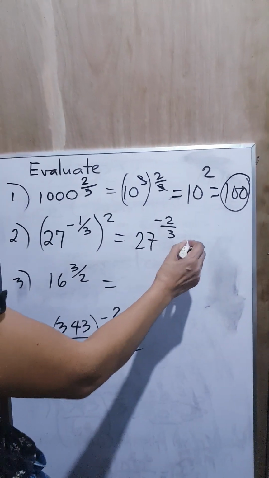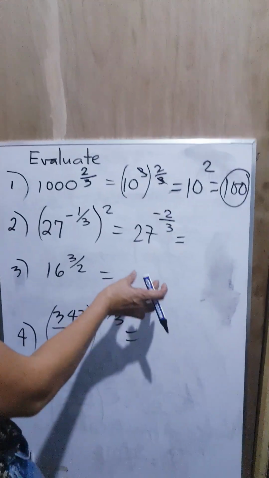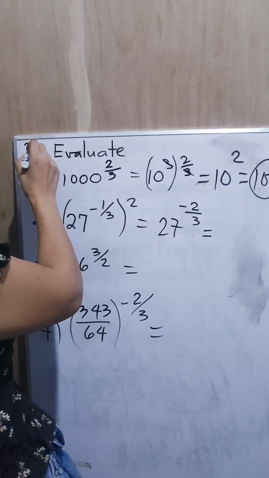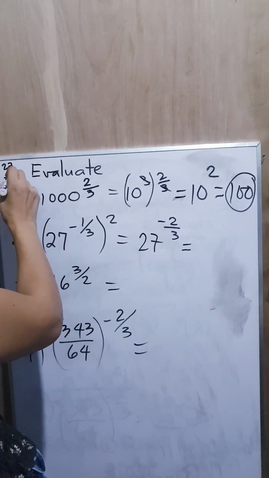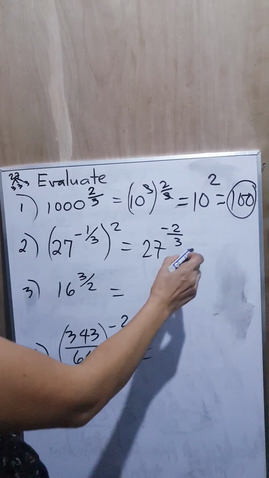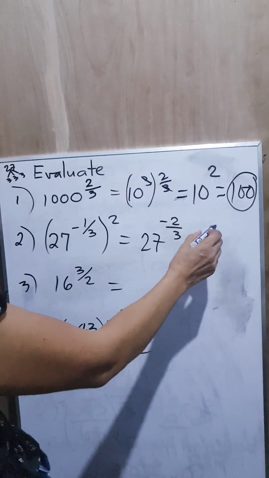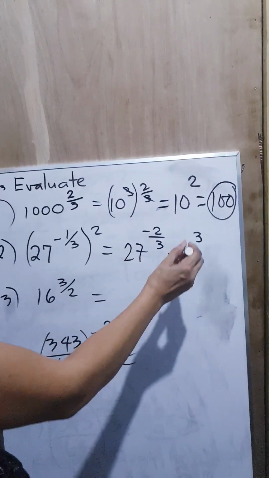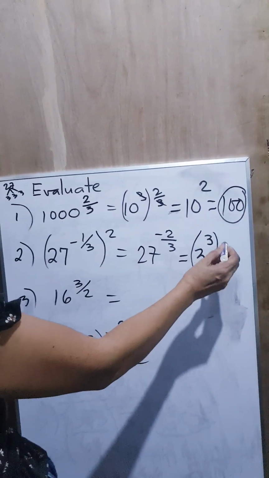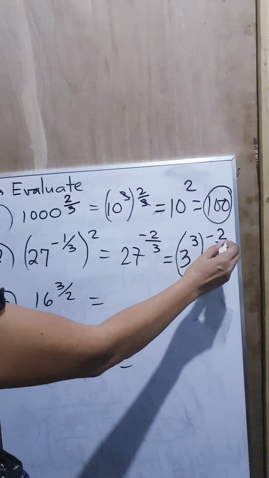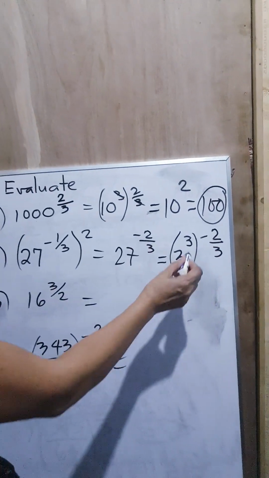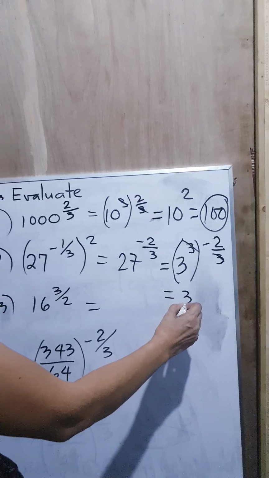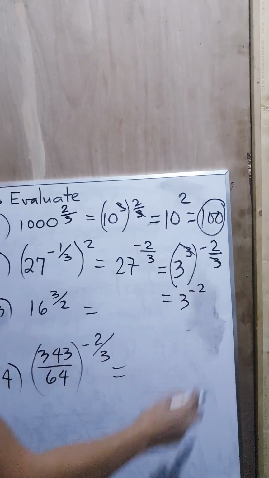Then you simply simplify 27. 27 came from 3 times 3 times 3. So there are 3 in 27. 3 raised to the power of 3. So 3 times 3 times 3 is 27 times negative 2/3. Then simply you can cancel 3. What's being left, you have 3 to the negative 2.